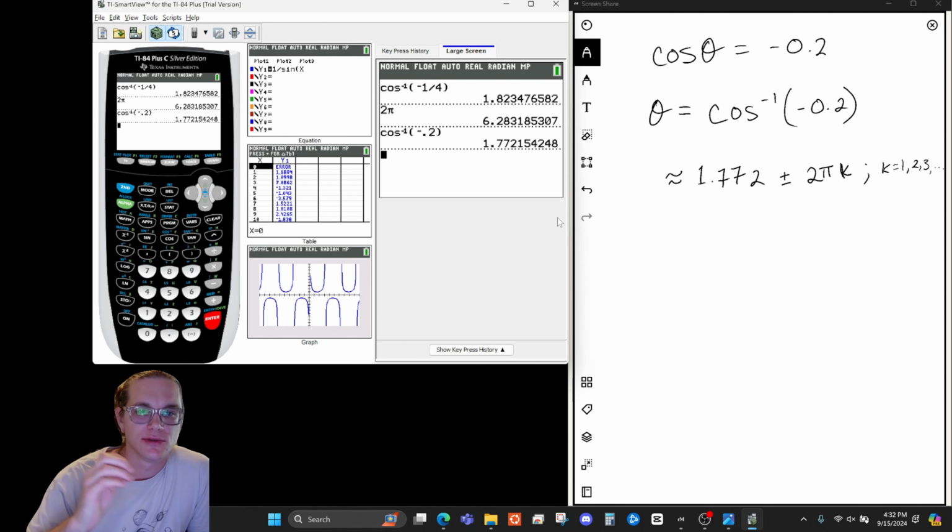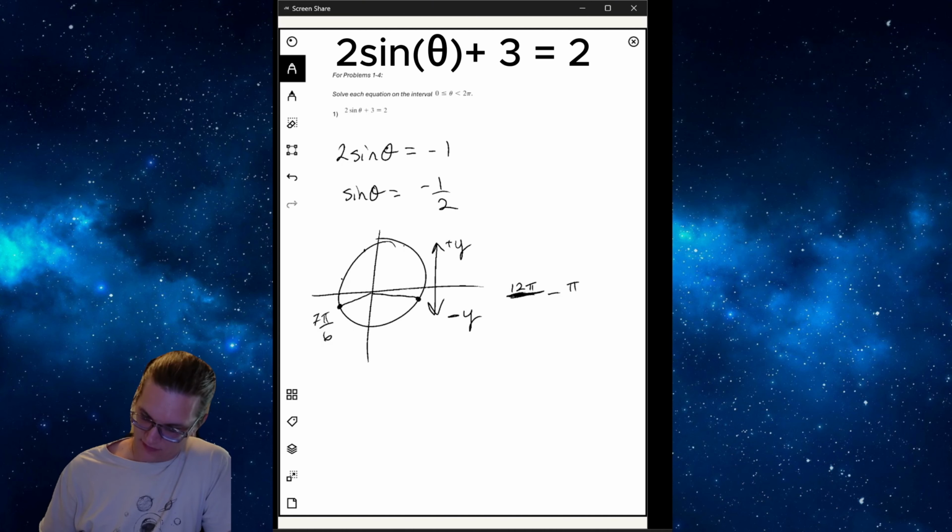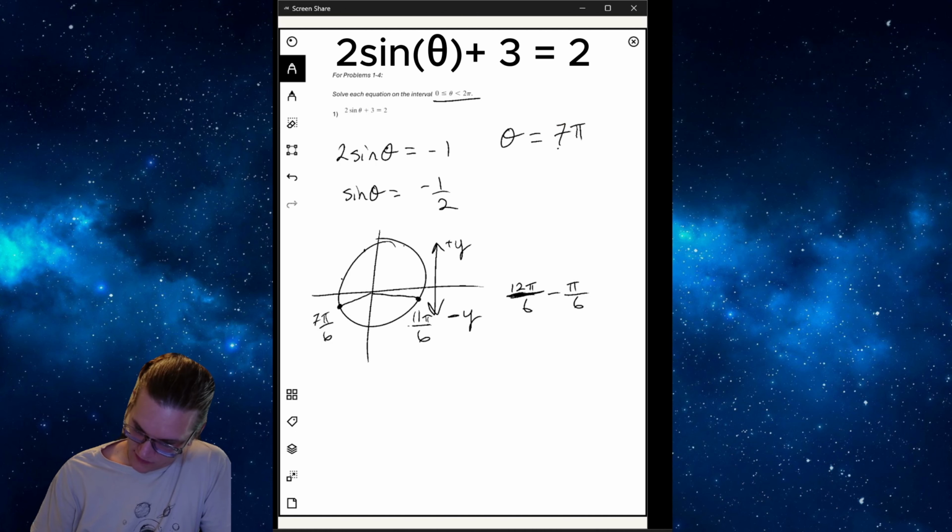Where is sine negative? Well, it's down here. This is where the y values are negative, down here. So if it's 1/2, that means it's the short height. So here, this is pi over 6, 2 pi over 6, 3 pi over 6, 4 pi over 6, 5 pi over 6, 6 pi over 6. This is 7 pi over 6. And then we have the 12 pi over 6 here minus the pi over 6, so 11 pi over 6. That means on this interval, theta equals 7 pi over 6 and 11 pi over 6.